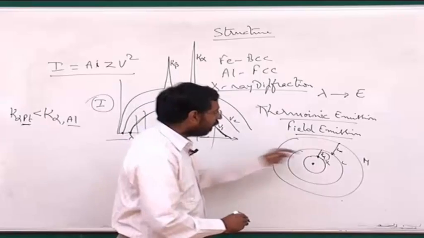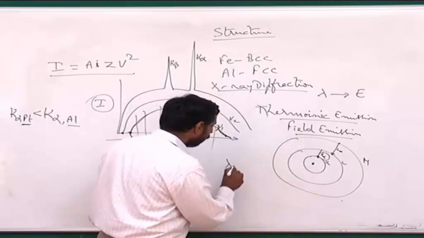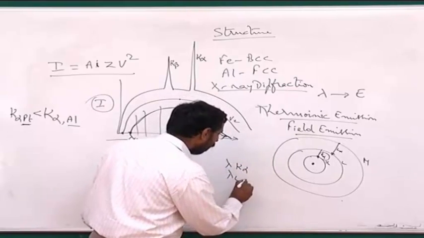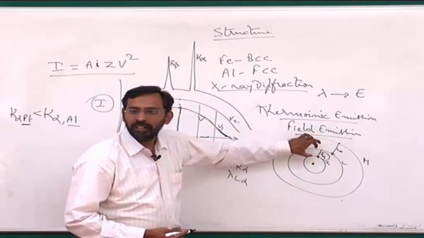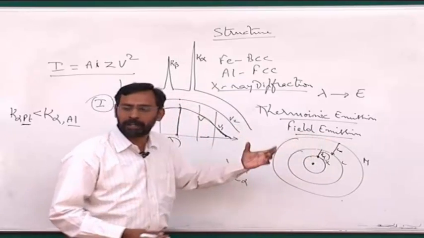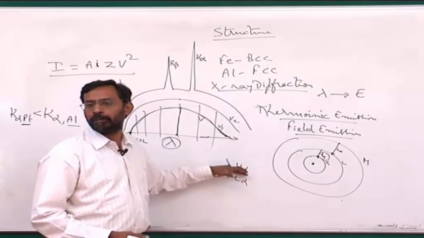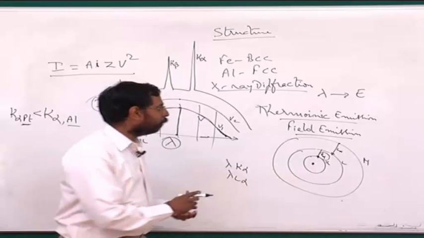K always means the electron is falling into the K shell. So if I ask you whether lambda of K alpha or lambda of L alpha will be lower, it depends on the actual energies. If I know this energy difference and this energy difference for a given material, I will be able to say which will be lower. Whichever has higher energy will have lower lambda. So one can do all those.